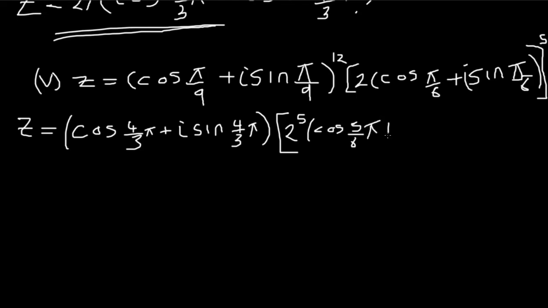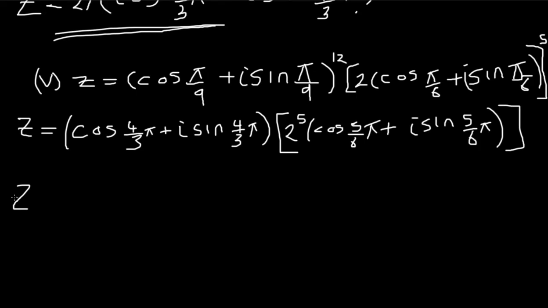Then plus i sine of this angle again, you multiply it by 5, you get pi over 6 times 5, which gives you 5 over 6 pi, like that. Then you close the brackets. So we move on to another way.